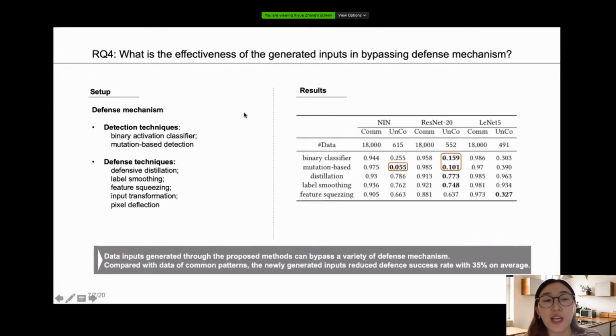Finally, we evaluate the effectiveness of the generated inputs in bypassing defense mechanisms. For binary classifier and mutation-based defense, our method demonstrates strong advantage. For example, the generated inputs have demonstrated about 90% defense success rate reduction towards the NIN model and ResNet 20 models. On average, compared with the data of common patterns, the generated inputs from our method reduce the defense success rate by 35%.